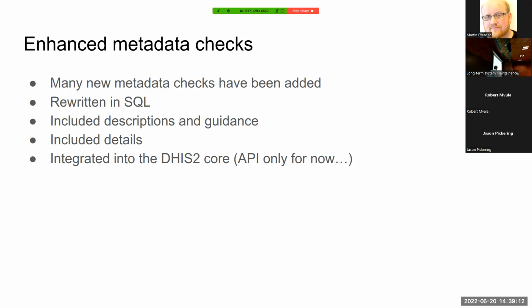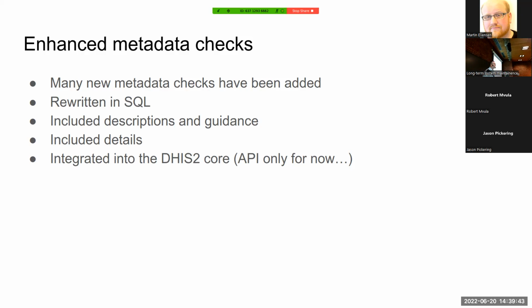Similar to the previous version, or the current version, I'll get to that in a minute, we've included the ability to see the details. So when you get these duplicate organization units, maybe that have the same name, you'd like to be able to see exactly which ones they are so that you could go back into the system and then rectify that. Most of what I'll show you today has already been integrated into the core.